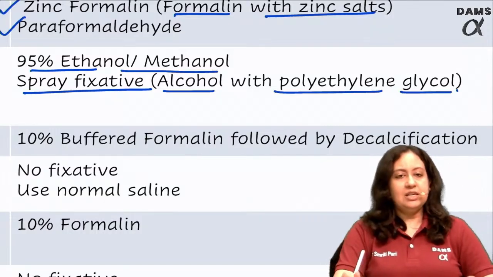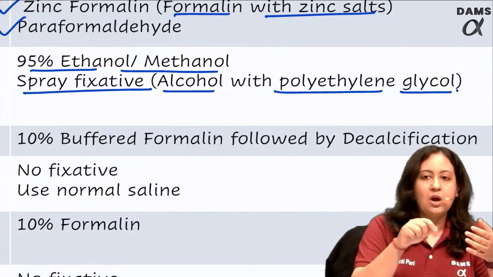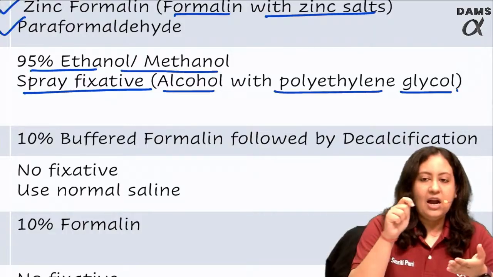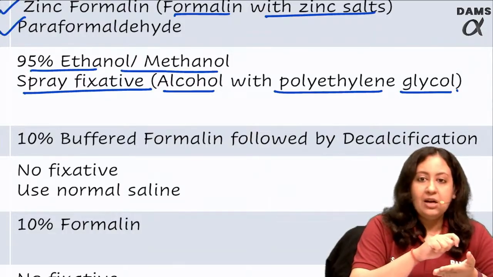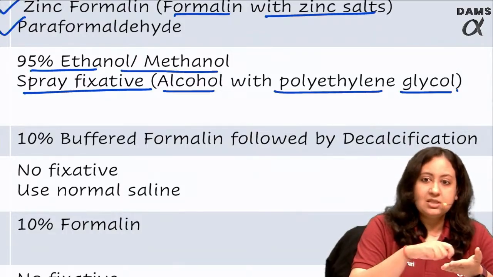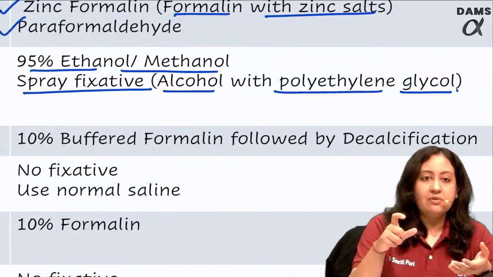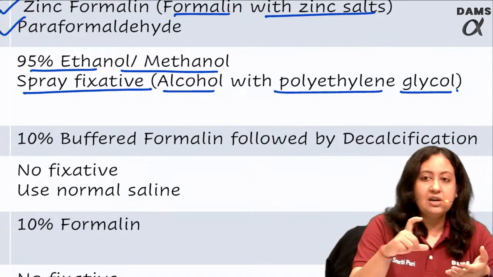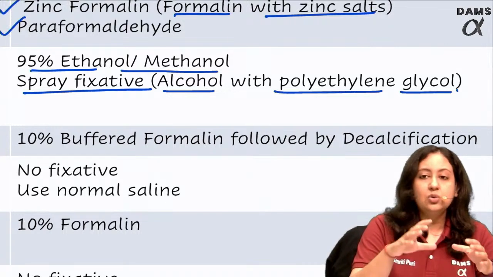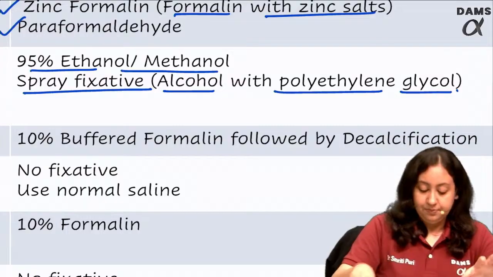What is a spray fixative? Suppose you have taken a brush biopsy from an oral lesion, and now you have prepared a smear from that specimen onto a slide. Okay, so what you do is, spray fixative is available in spray form. You just spray that fixative all over the slide so that the tissue gets fixed. All right.